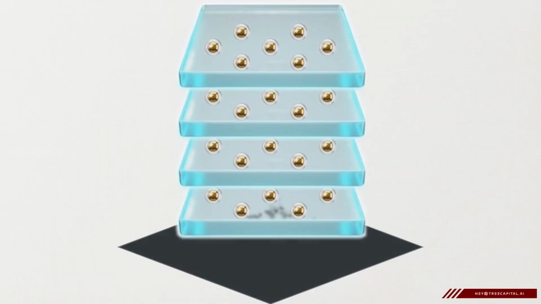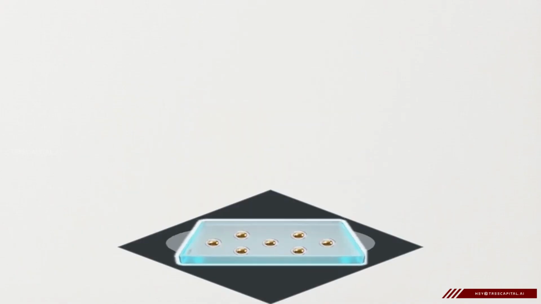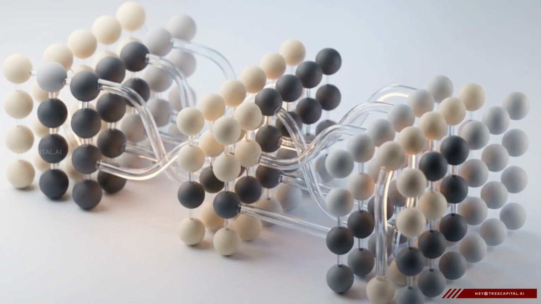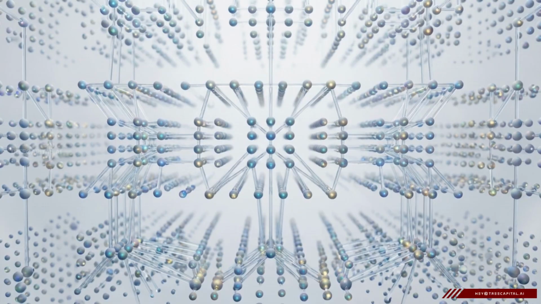Without these nonlinear triggers, multiple layers of neurons would mathematically collapse into a single, flat, linear model. The activation function prevents this collapse, creating the depth necessary to learn complex real-world variables.